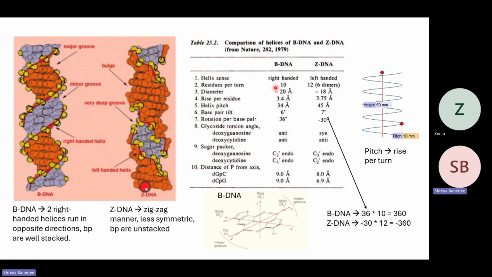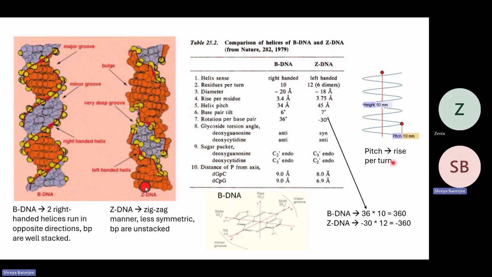Now if we look at the residues per turn, bDNA has 10 residues for one complete turn of the helix, while zDNA has 12 residues. And since the repeating unit is a dimer, there are 6 dimers. Diameter of bDNA is around 20 angstrom, zDNA is around 18 angstrom. Rise per residue is slightly higher in zDNA than bDNA.